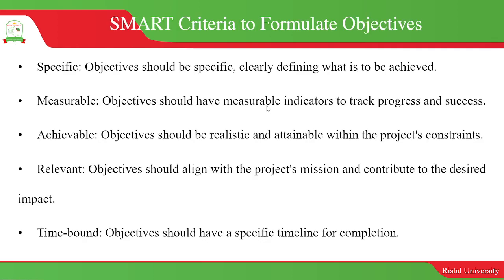The objectives have to meet the SMART criteria, which is that they have to be very specific, clearly defining what is supposed to be achieved, and that they should be measurable to track progress. Okay, for example, we saw that the earlier goal was to reduce maternal mortality by 50%. So that is something that is measurable. Okay, so it is something that should also be achievable and realistic given the constraints to the project. Relevant. Okay, so they should be aligned with the project mission and contribute to the desired impact. And then they should have a timeline. As you saw in the previous example, you saw within 2 years, within 3 years, within 5 years. That was the time-bound element.